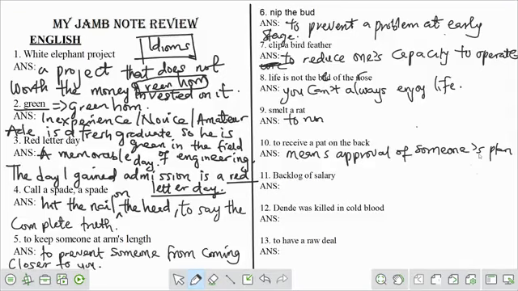Now, when you are talking of backlog of salary, if you look at it, sometimes there are some government workers that are not paid. So backlog of salaries means, if you look at the word back, you see that it is a negative word. So backlog of salary means salary arrears.